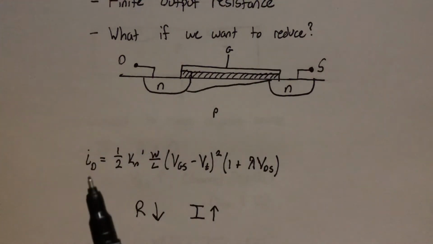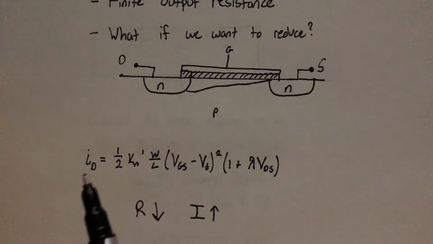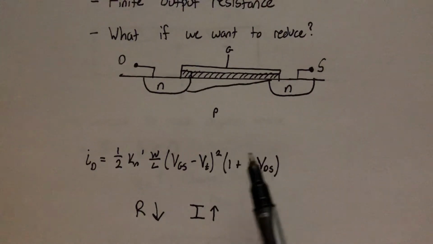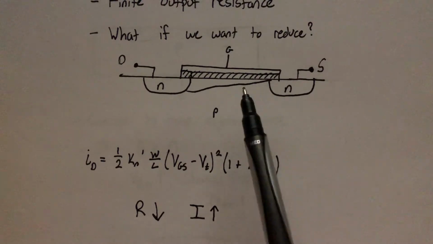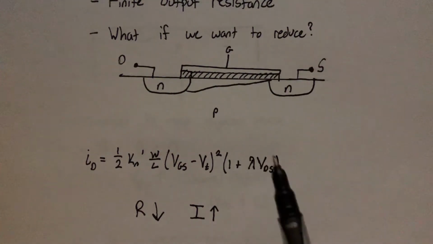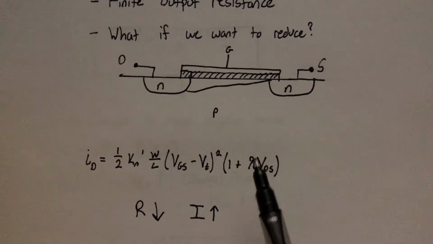And we can find the new current of this channel by a similar equation to the one we looked at earlier. However, we're adding on this little factor right here, 1 plus lambda VDS. Lambda is how we change VDS, usually as a function of time, and then you add the 1 to it to get the whole new change that you made to the circuit.